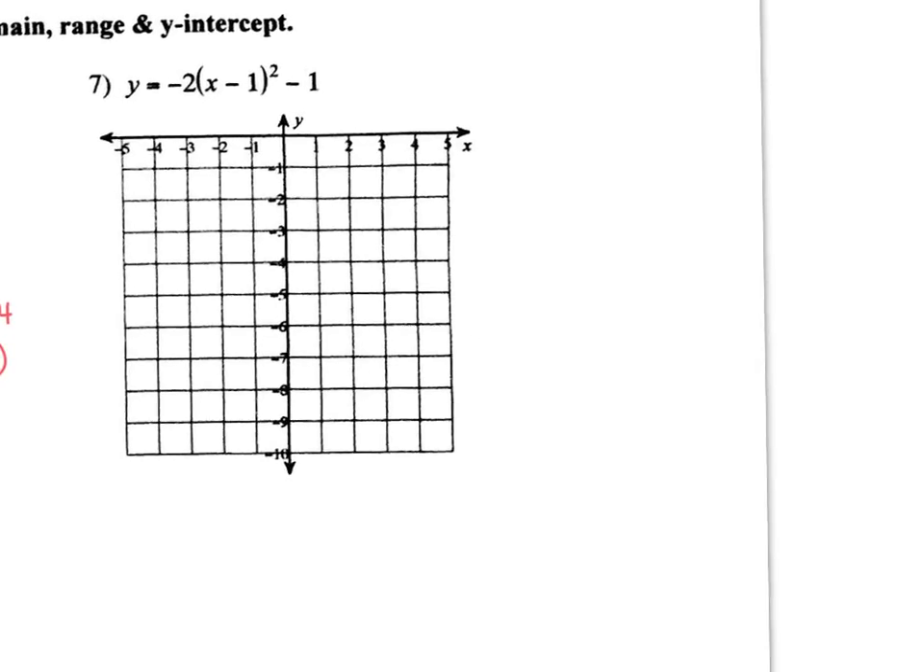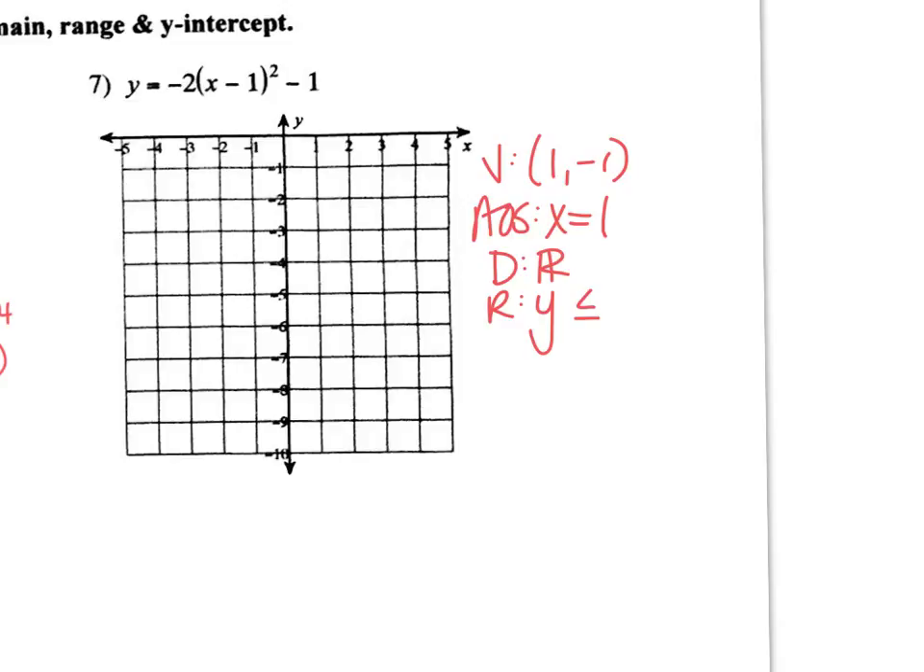All right, question 7. I'll start in the same place. So we're going to list all the easy information first. Vertex is (1, -1). Axis of symmetry, x equals 1, from the vertex. Domain is all real numbers. Range, y is less than or equal to -1, because it opens down, from the vertex.